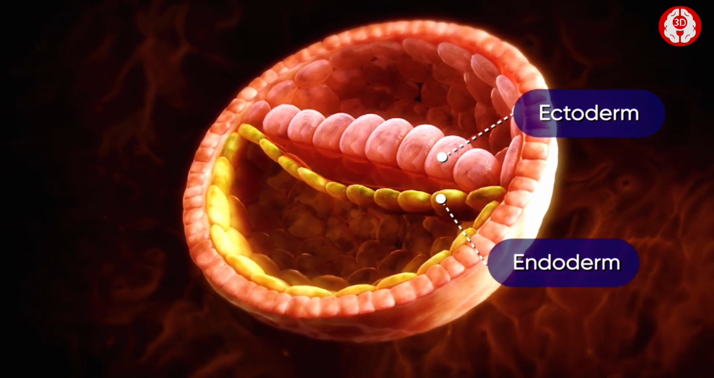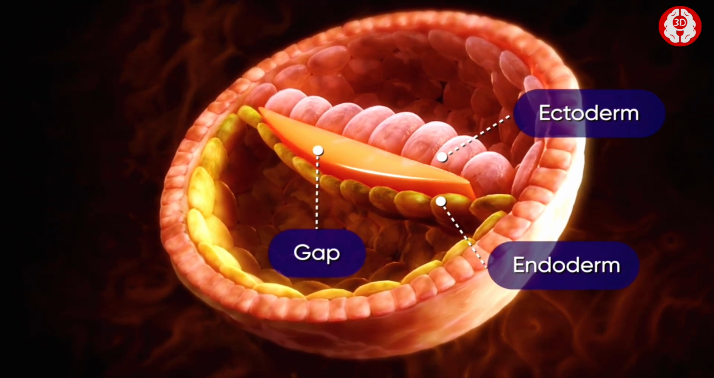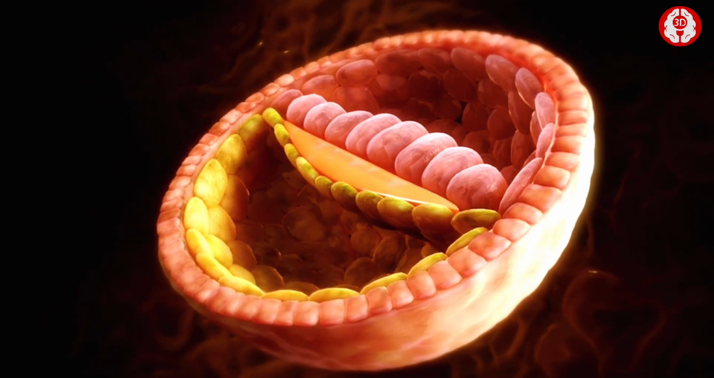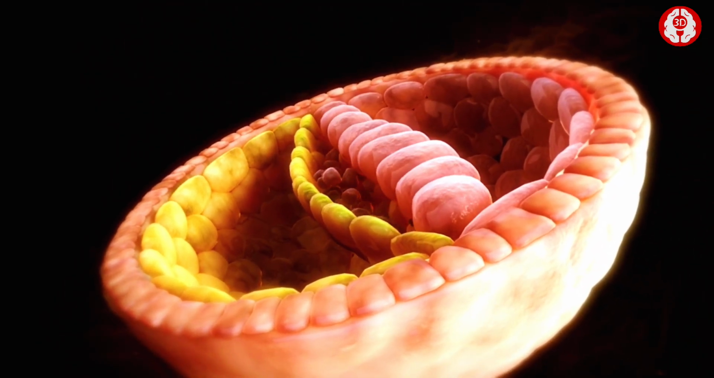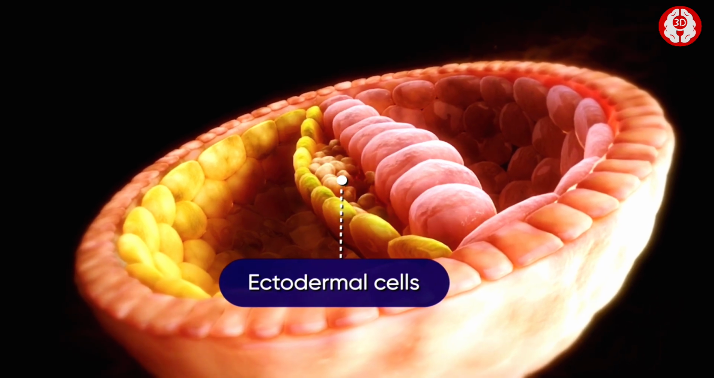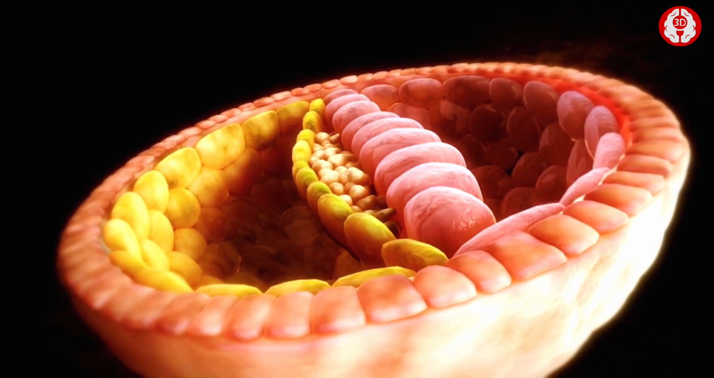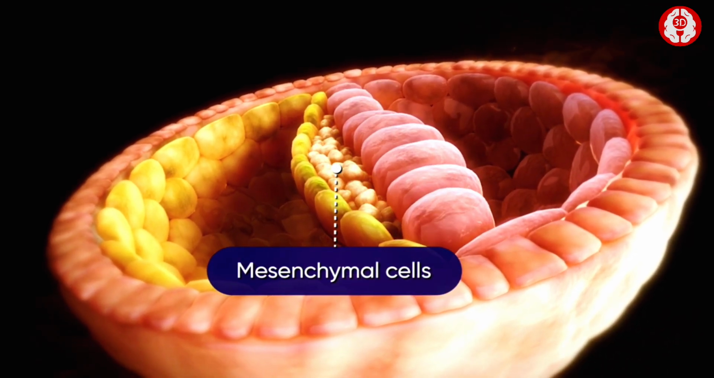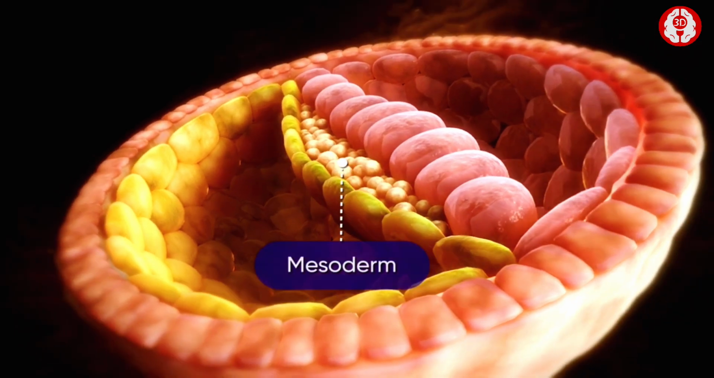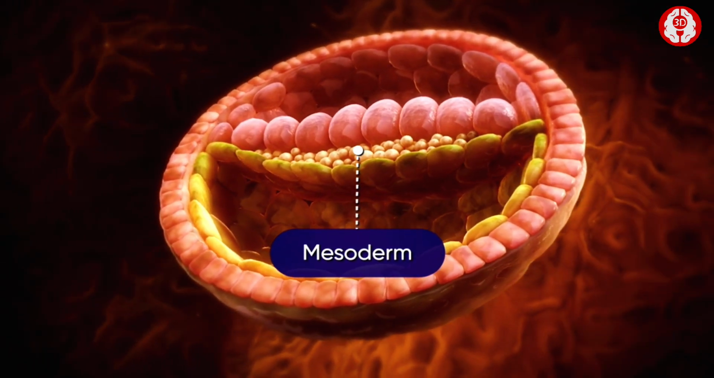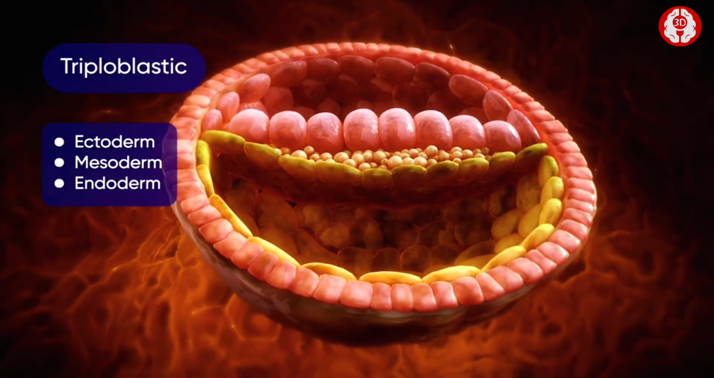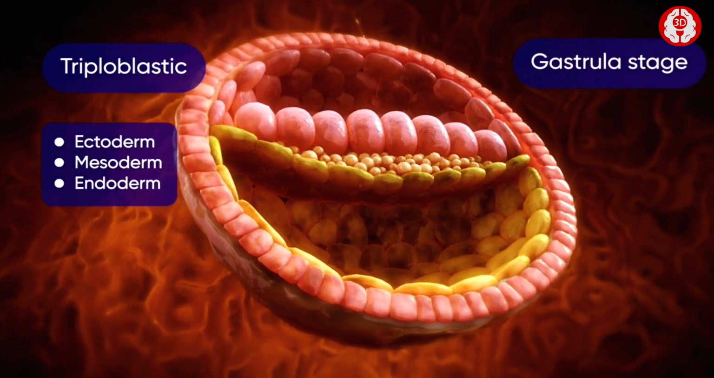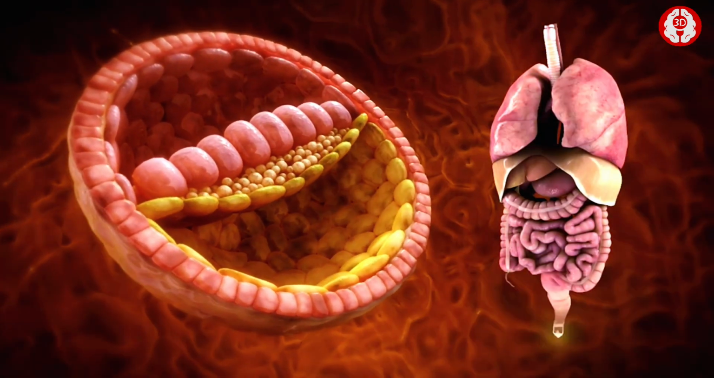A closer look at this region shows a gap between these two layers. This gap gradually gets filled up by the dividing ectodermal cells. These cells are the mesenchymal cells and form a third layer called the mesoderm. This makes the embryo triploblastic, and this stage is called the gastrula stage.